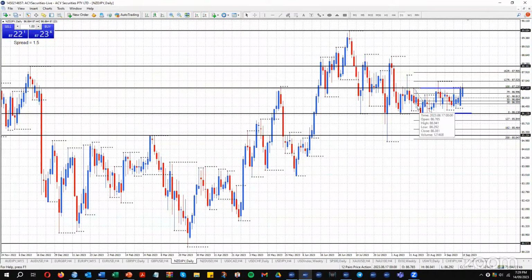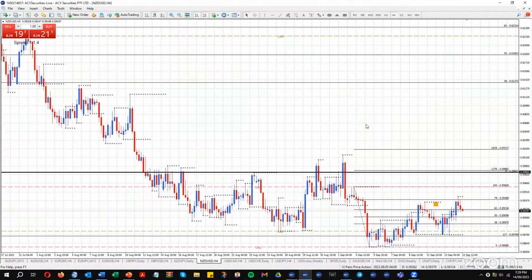All right, so that's my New Zealand dollar. Sorry, that's New Zealand yen still. All right. My mouse doesn't seem to be working very well today for some reason. Might need to put a new battery in it.